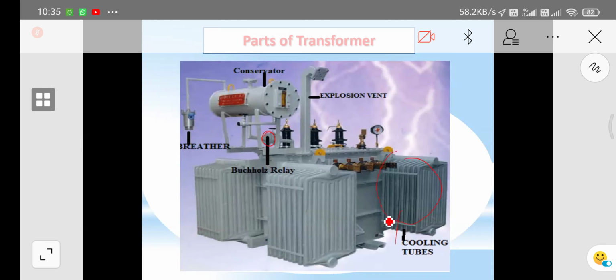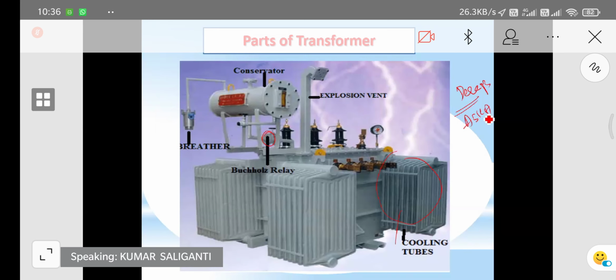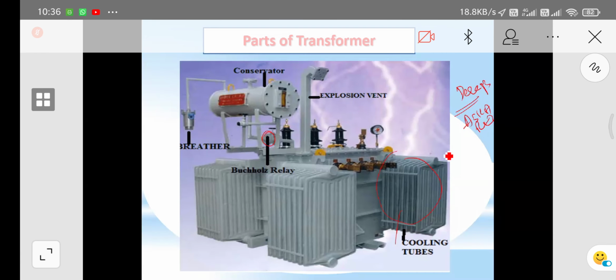Generally the transformer oil is not natural; it is a synthetic oil, like chlorinated diphenyl, or otherwise we can say Askarel oil, which is mostly preferred for distribution transformers. When using Askarel oil, the transformer oil has more dielectric strength.